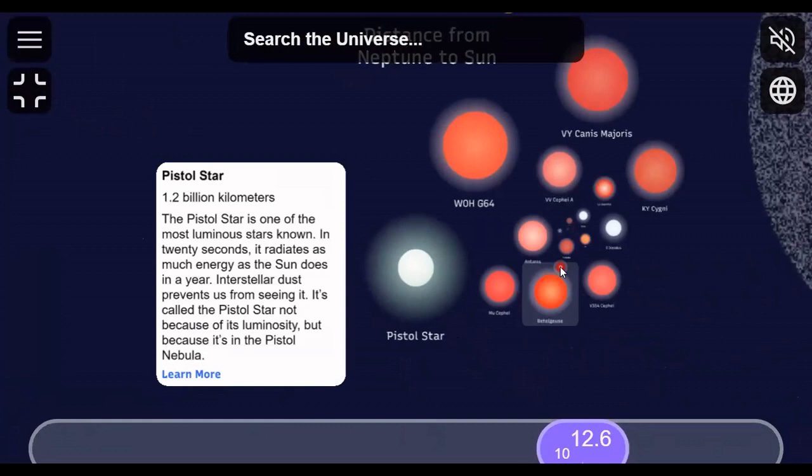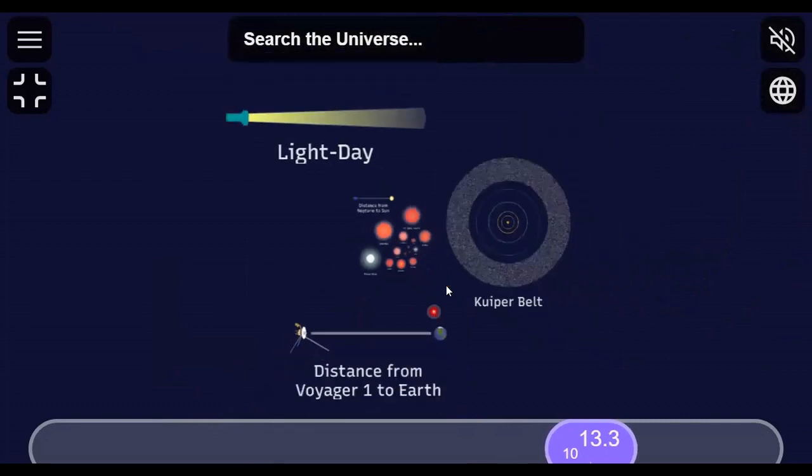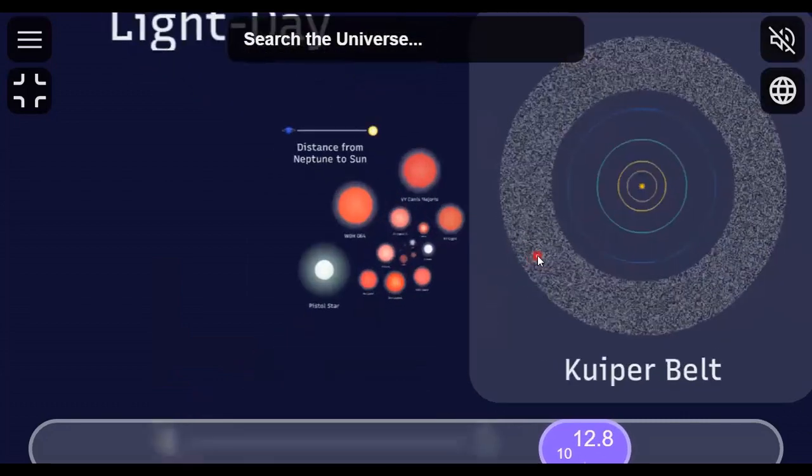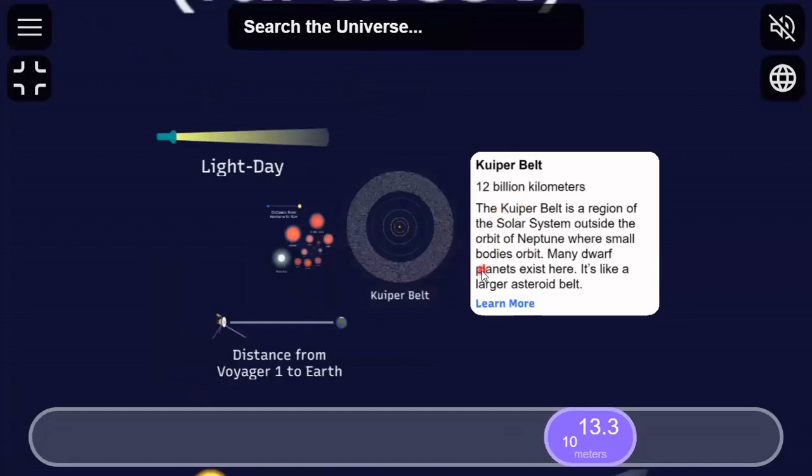Interstellar dust prevents us from seeing it. It is called the Pistol Star not because of its luminosity but because of the Pistol Nebula. Kuiper belt, like the solar belt, I think. The 12 billion kilometer.